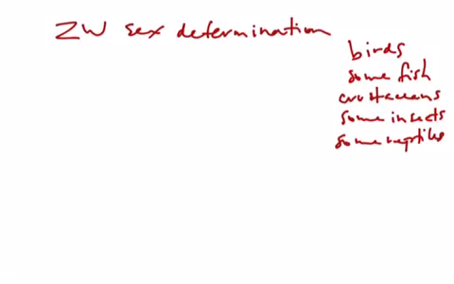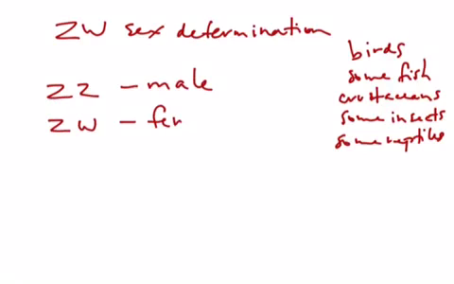In this system, to inherit the ZZ sex chromosomes will mean that you are male. If you inherit the ZW sex chromosomes, then you'll be female, which is kind of the opposite to the XY system. So it's the female in this system that has different chromosomes, and it's the male that has the same chromosomes.